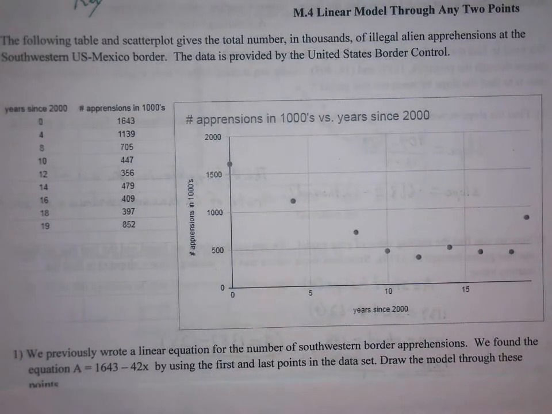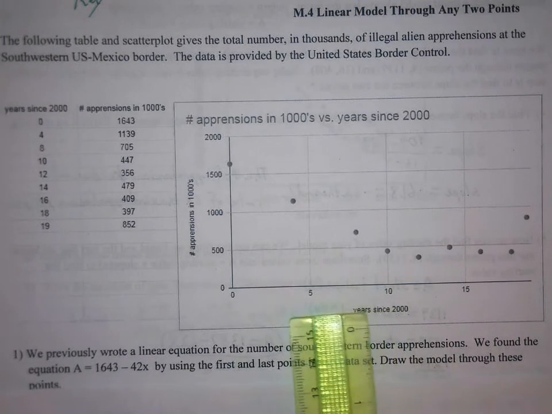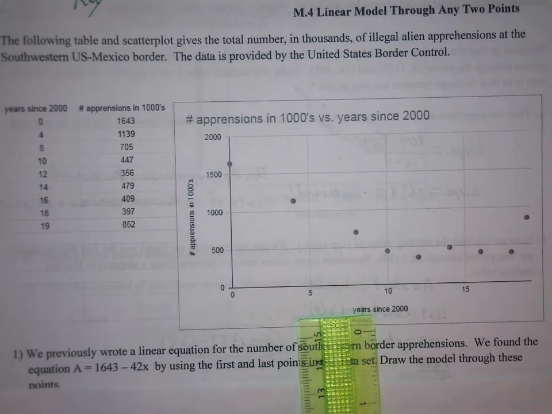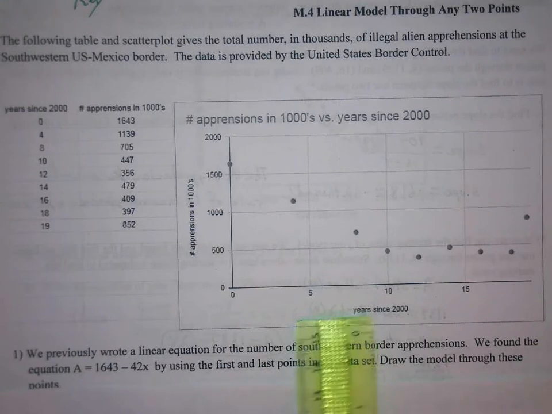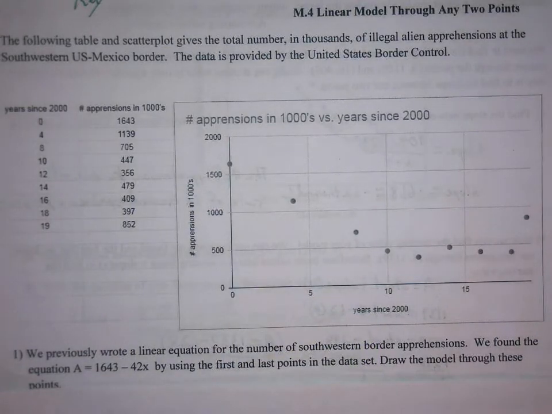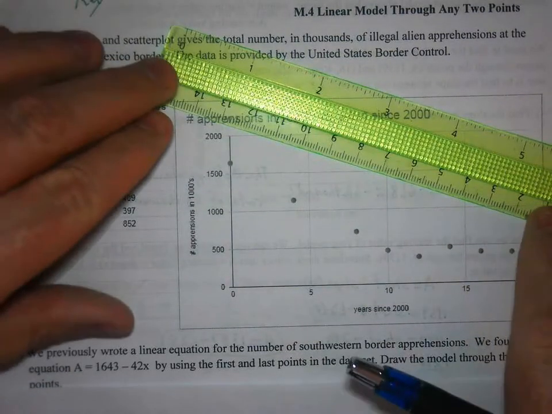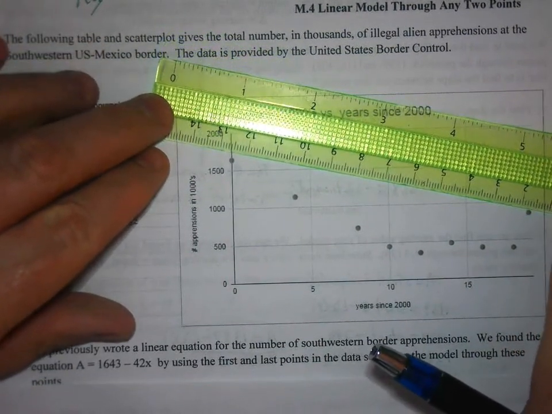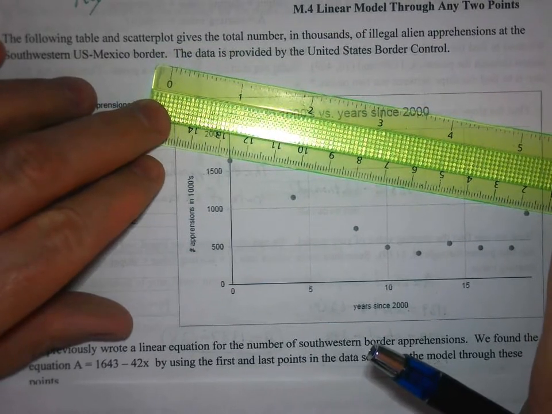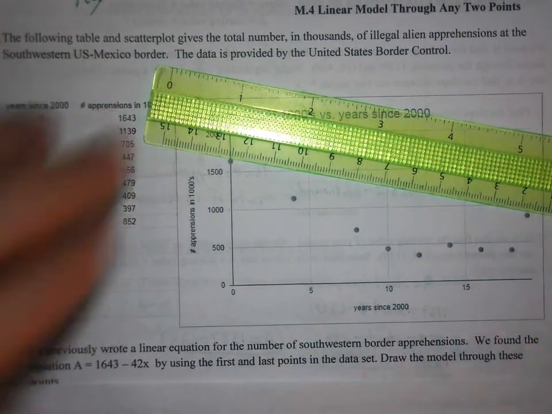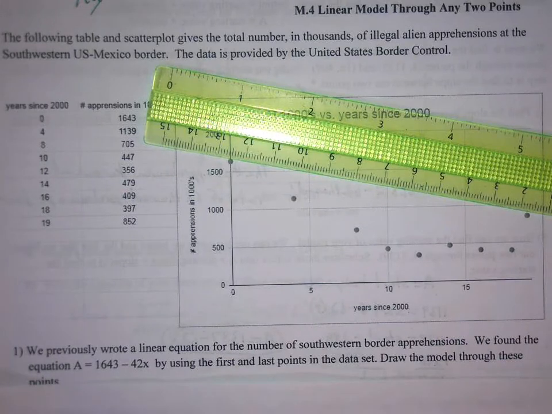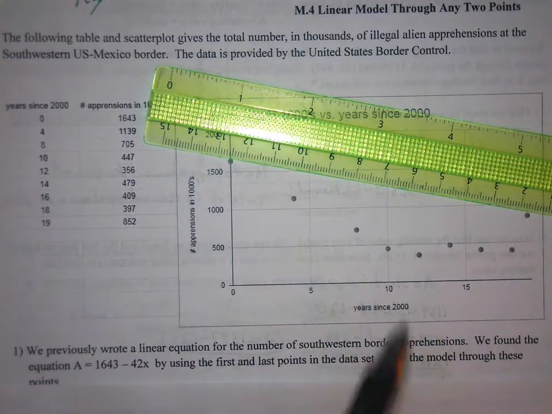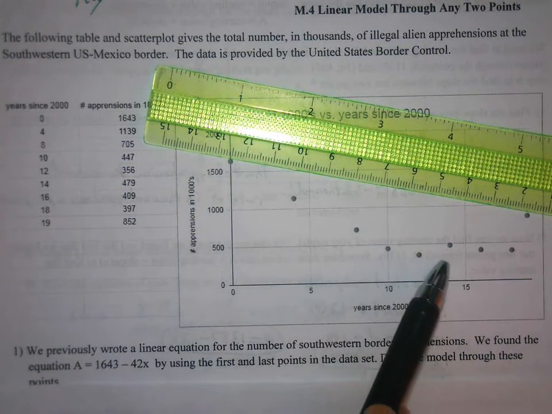The last number in the table, the 852, would represent 852,000 apprehensions. So we have the scatter plot that goes along with it, and notice we use the year since 2000, and we have all the points plotted. What we would have done in the past was use the first and last points, and you did that in the last lesson. If you look at drawing a line through those 2 points, that is not a good linear model because all the other points are well below that line.